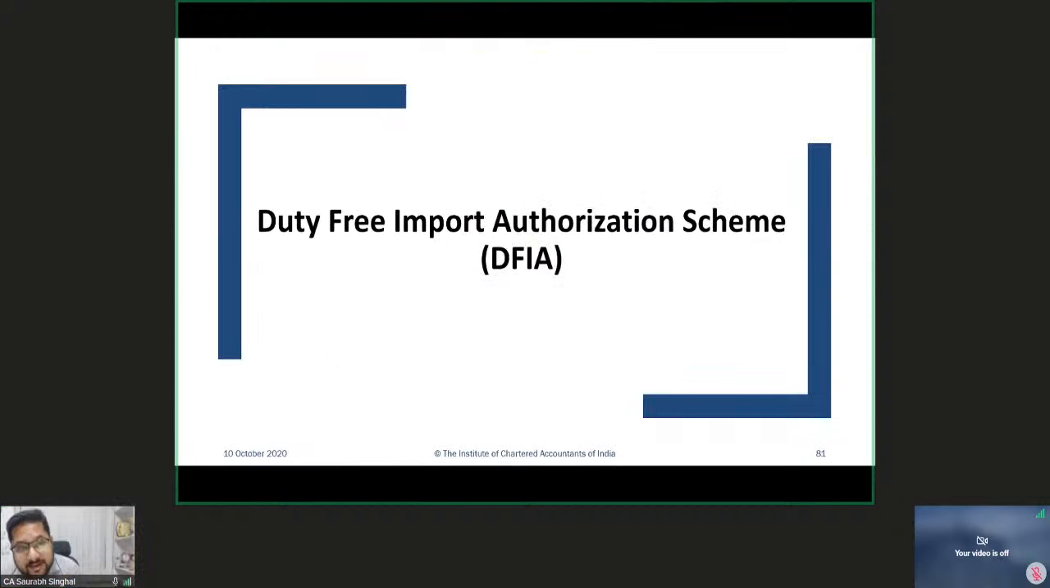Now we go to the second scheme, and the second scheme under duty exemption scheme is the scheme of duty-free import authorization. This is nothing but advance authorization post facto basis. Let us understand this, and we will not devote a lot of time on this because we have to take 2-3 more schemes and we are left with only 40 odd minutes. I will tell you the basic concept behind this scheme.